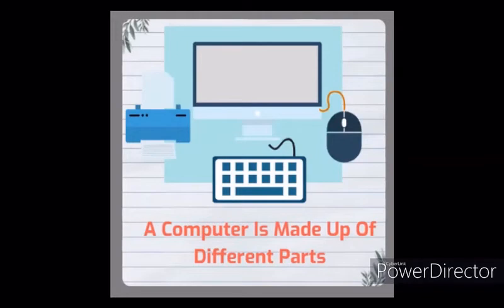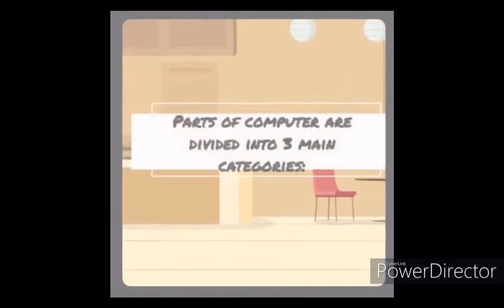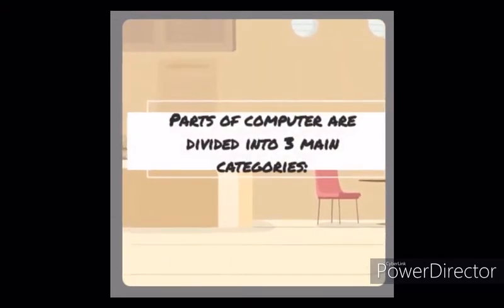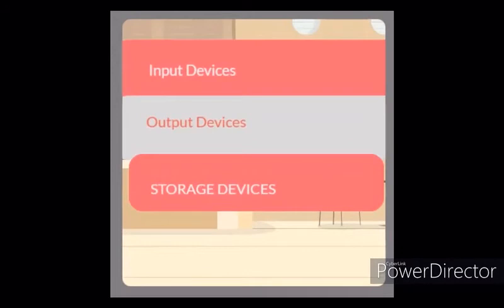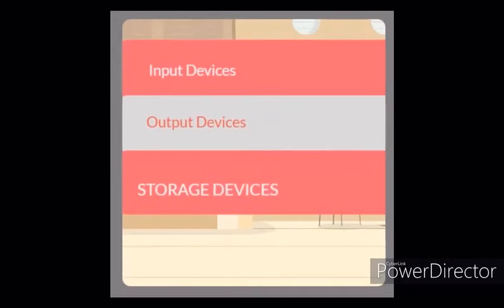Keyboard helps you to type. Mouse helps you to click and select the options. We can divide these parts into three main categories: input, output and storage devices.